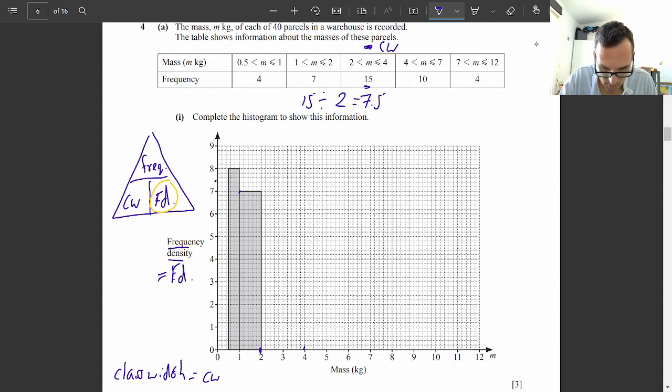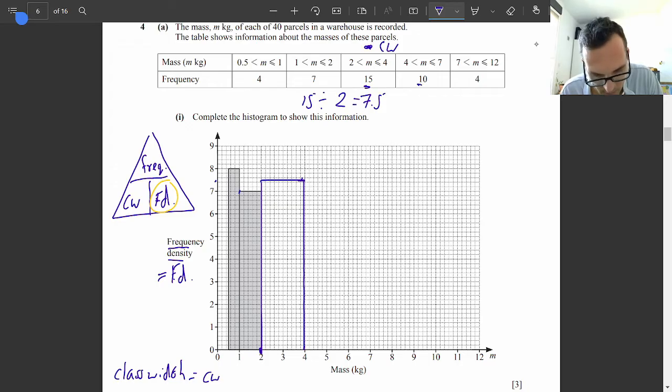So you take your ruler and your pencil, and you draw a nice clear histogram. If you make a mistake, you can rub it out. You see, mine is a bit too low. It needs to be exactly halfway with that bar. A bit too high. That's perfect. Okay, here we go.